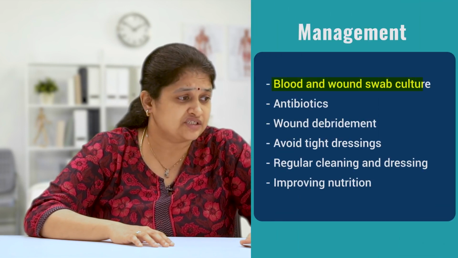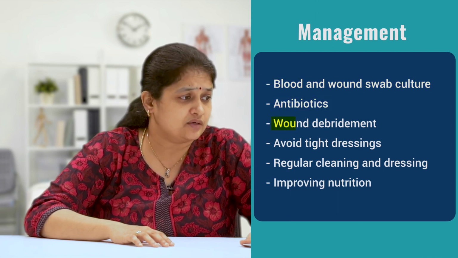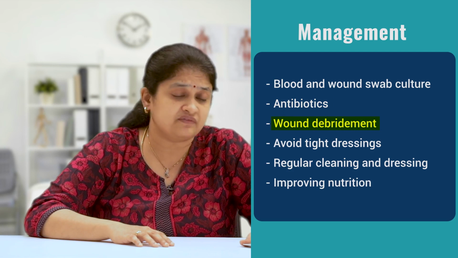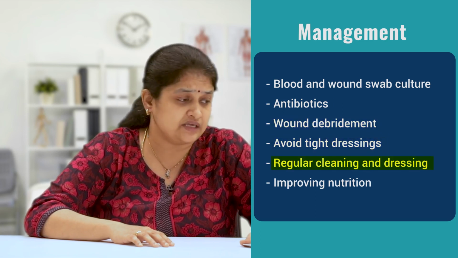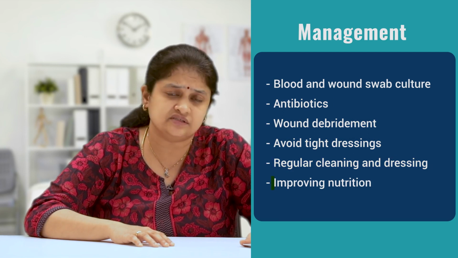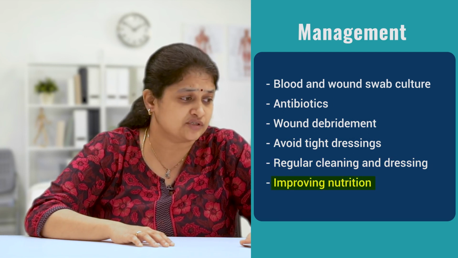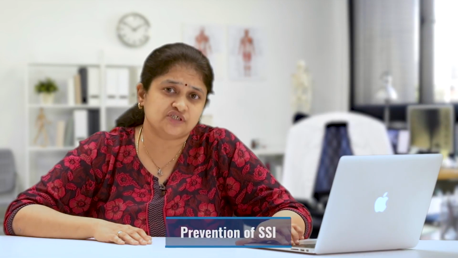So how do we manage a post-operative wound? So once we identify, we take a blood culture and wound swab culture, administer proper antibiotics, and wound debridement is very, very important. We avoid tight dressings, and regular cleaning and dressing of the wound is very important. And very important is improving the patient's nutrition so that the healing happens better. So more than management, we need to concentrate on the prevention of SSIs.